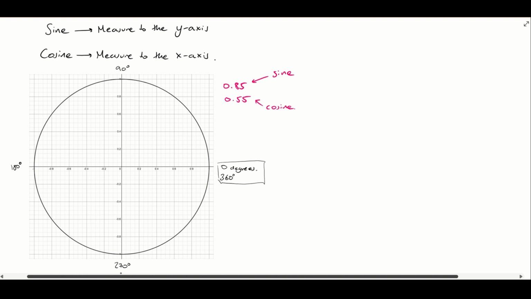And well, I could cycle around again. So I would go to 450, right? And then I'll go to 540. And I could keep going around further and further, right? And I'm just going to end up cycling around this unit circle.